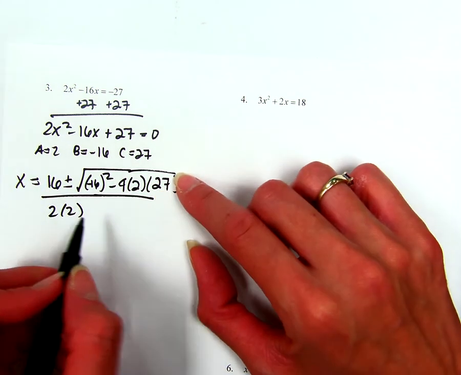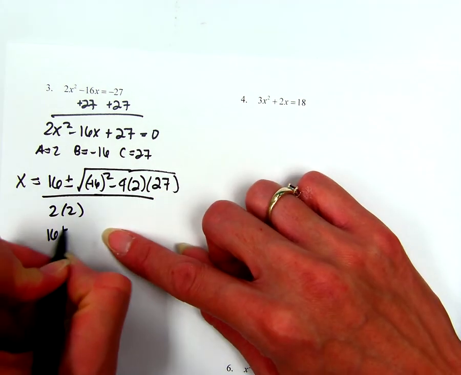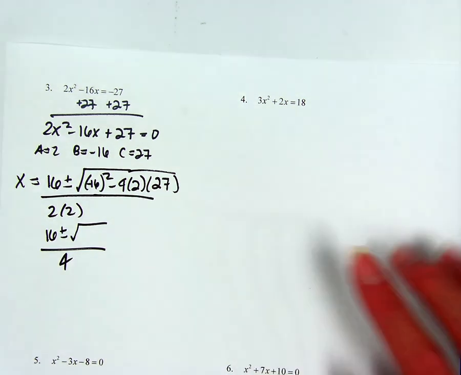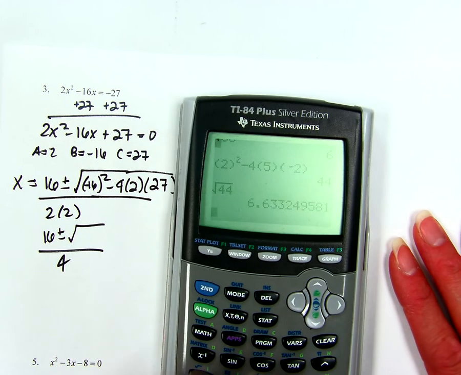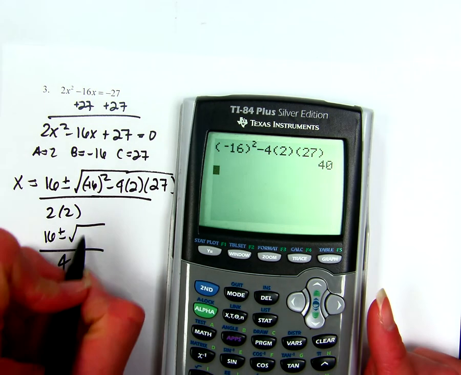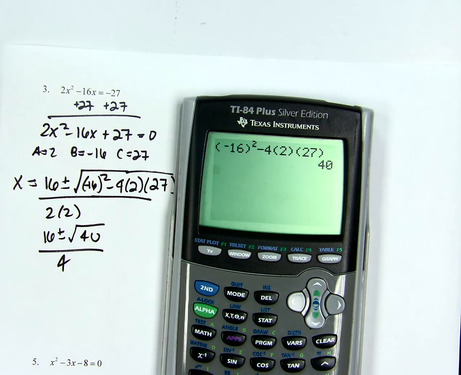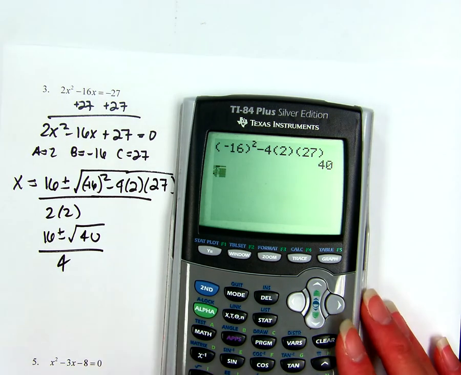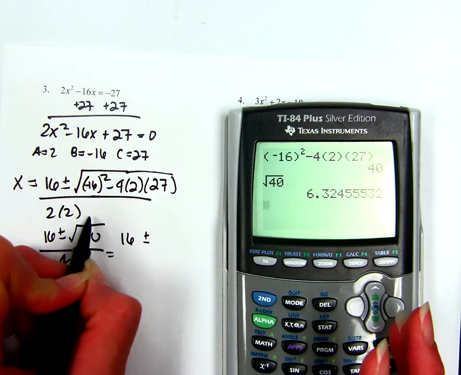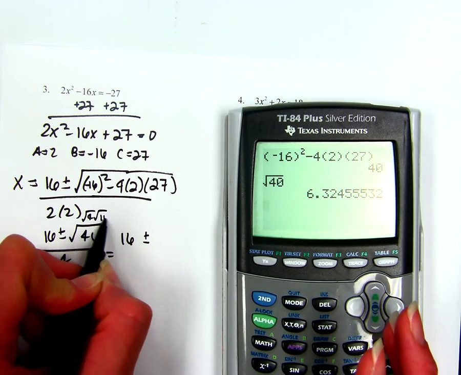All right, so you're going to put all this in your calculator if you need to. So negative 16 squared minus 4 times 2 times 27, and that gives me 40. All right, so take the square root of 40. Well, that doesn't work, so I know that I need to come up with a perfect square. So 40 is 4 times 10, so that's really 2 root 10.